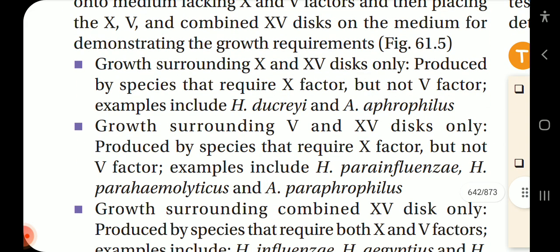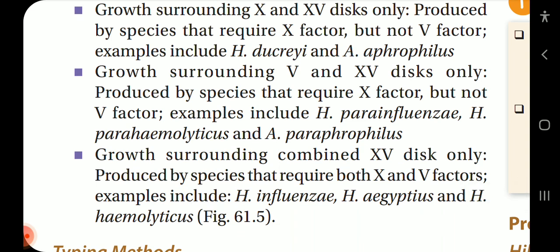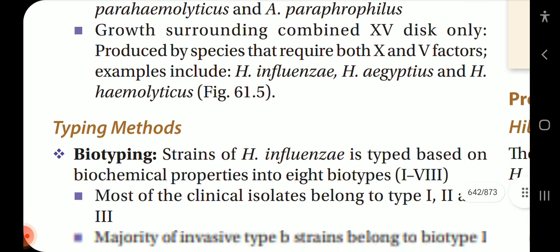Growth surrounding X and XV discs only is produced by species that require factor X but not factor V. Examples include Haemophilus ducreyi and Aggregatibacter aphrophilus. Growth surrounding V and XV discs only is produced by species that require factor V but not factor X. Examples include Haemophilus parainfluenzae, Haemophilus parahaemolyticus and Aggregatibacter paraphrophilus. Growth surrounding the combined XV disc only is produced by species that require both X and V factors. Examples include Haemophilus influenzae, Haemophilus aegyptius and Haemophilus haemolyticus.